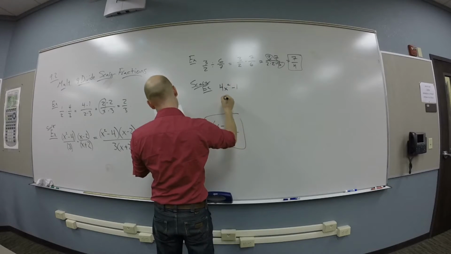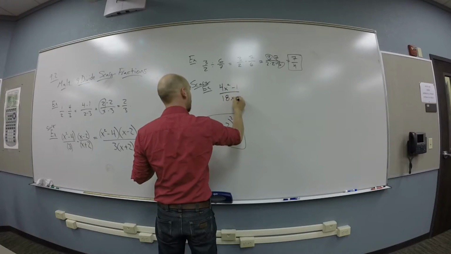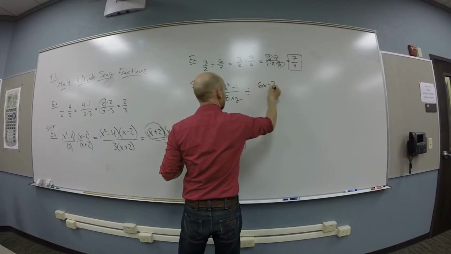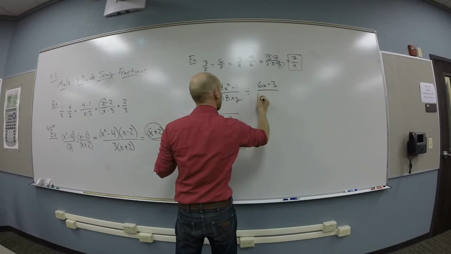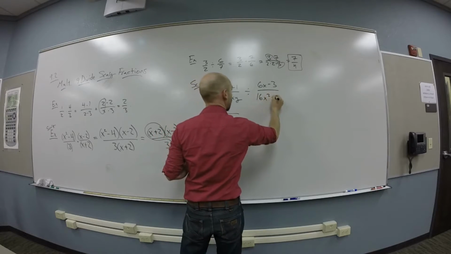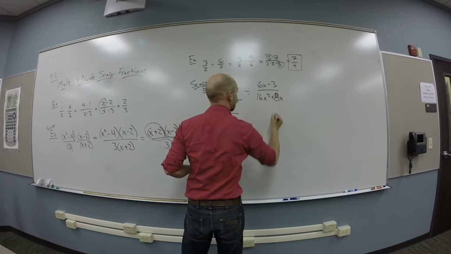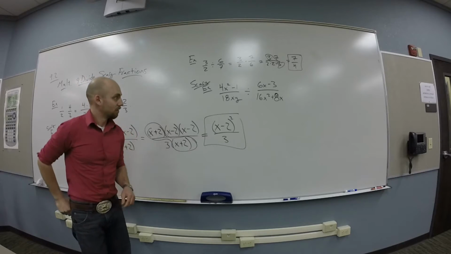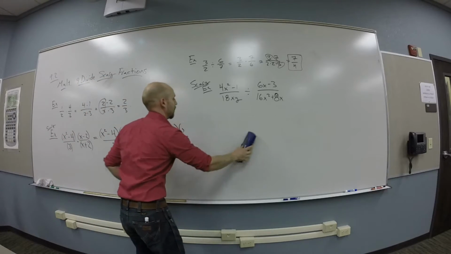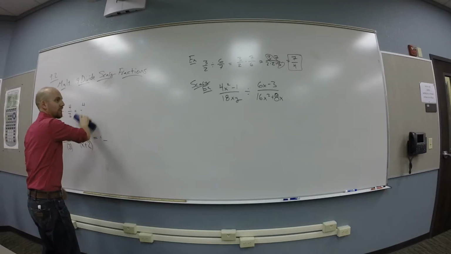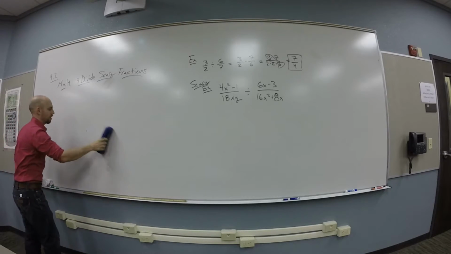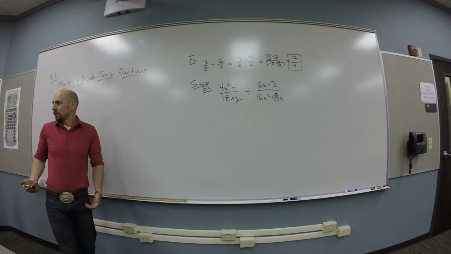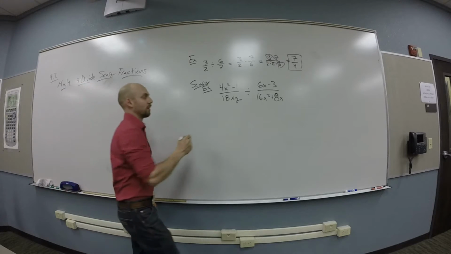So let's take 4x squared minus 1 over 18xy and divide by 6x minus 3 over 16x squared plus 8x. This is terrifying. It looks really scary, but maybe it's not. What do you do? First things first, just flip the second one over and multiply, right?